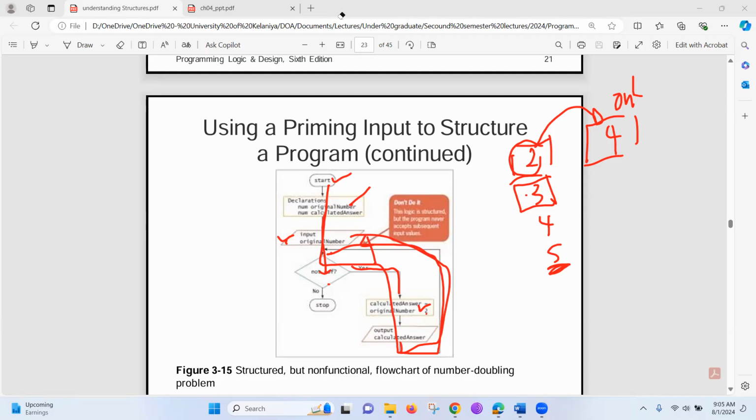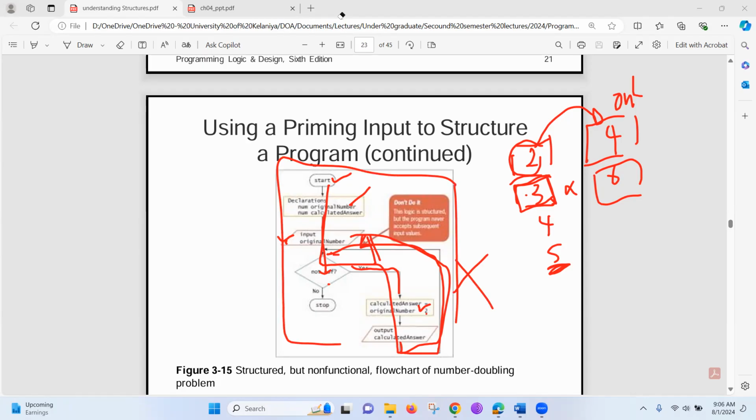That means there is a doubt, there is a trouble, or there is an issue in this design, right? Here it's coming 4 as output, but my second option would be I need to input 3 as my number, and 3 means the output should be 6. But it is not coming like this. Someone can say, yes, logically it is structured. Yes, logically it is working. But the program never accepts the subsequent input values.